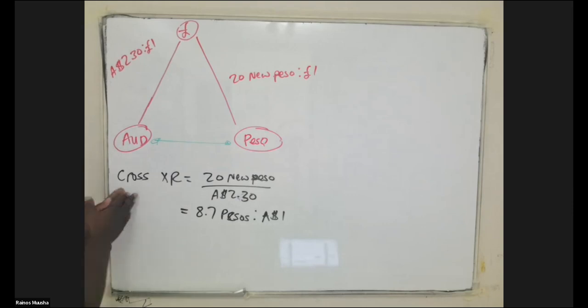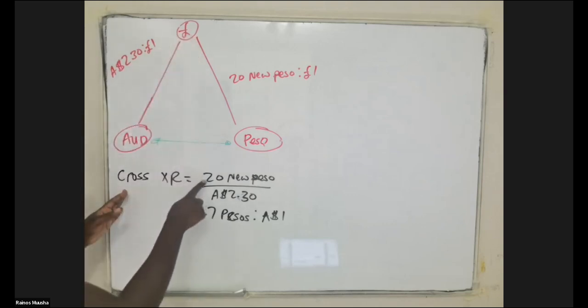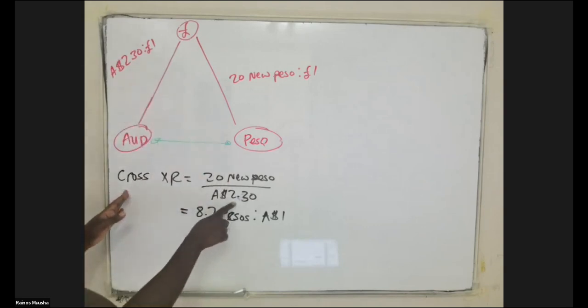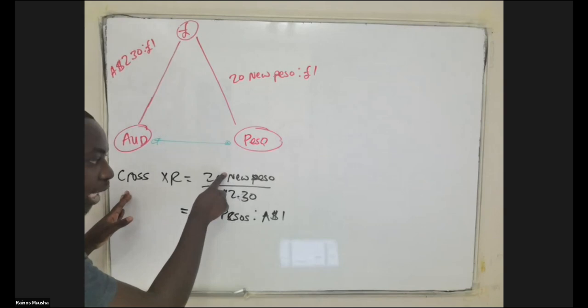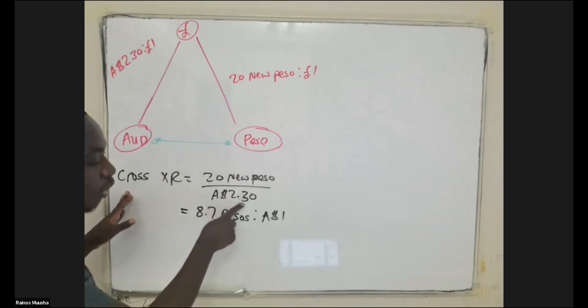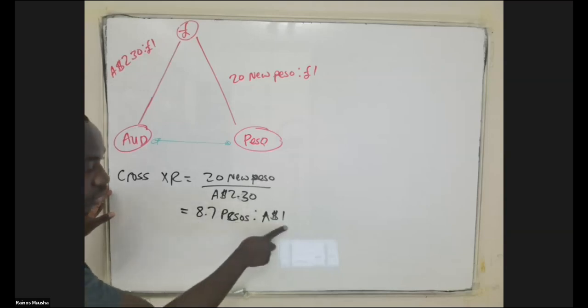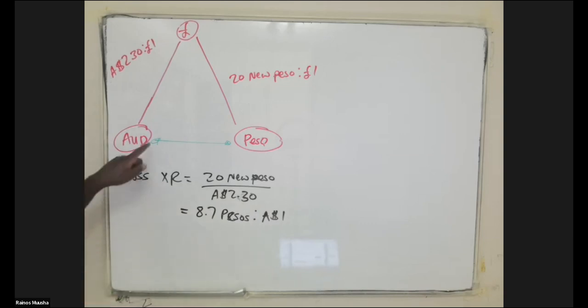To find the cross exchange rate, we ask which currency do we need more of to get the common currency? The new peso, so we put it on the numerator. Which currency do we need less of to get the common currency? The Australian dollar. So you're trying to find out how many units of the weaker currency, the new peso, we need to get 1 unit of the Australian dollar. So I'm going to say 20 divided by 2.3. It means to get 1 Australian dollar, which is the denominator, we need 8.7 units of the new peso. That's how we determine the cross exchange rate between the peso and the Australian dollar. Are we on the same page?